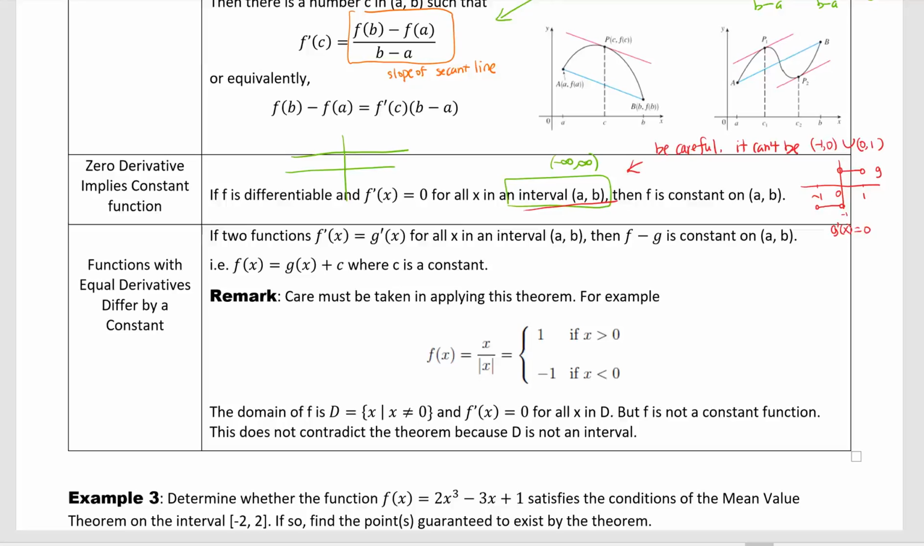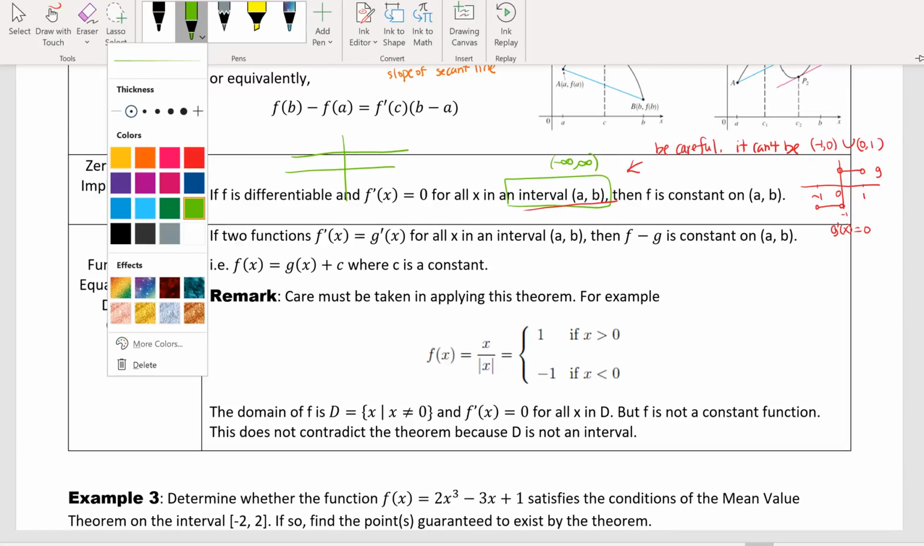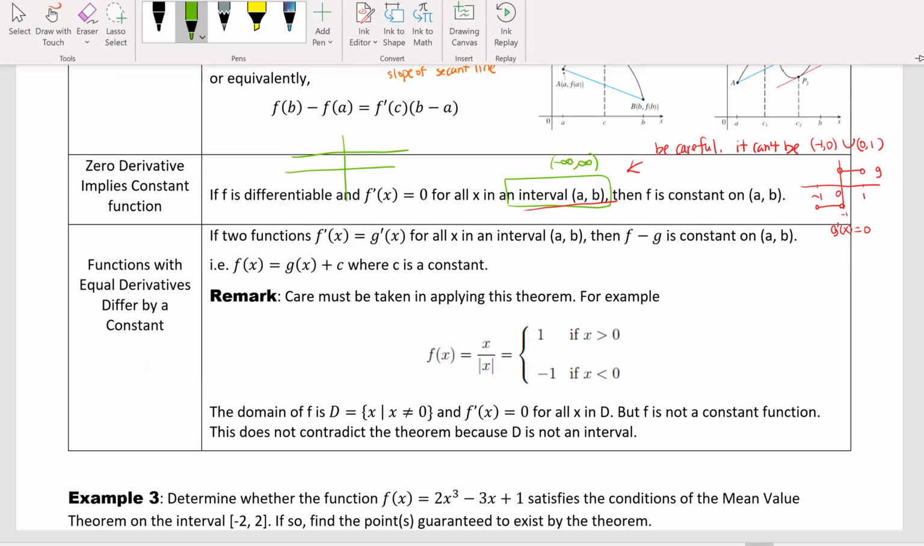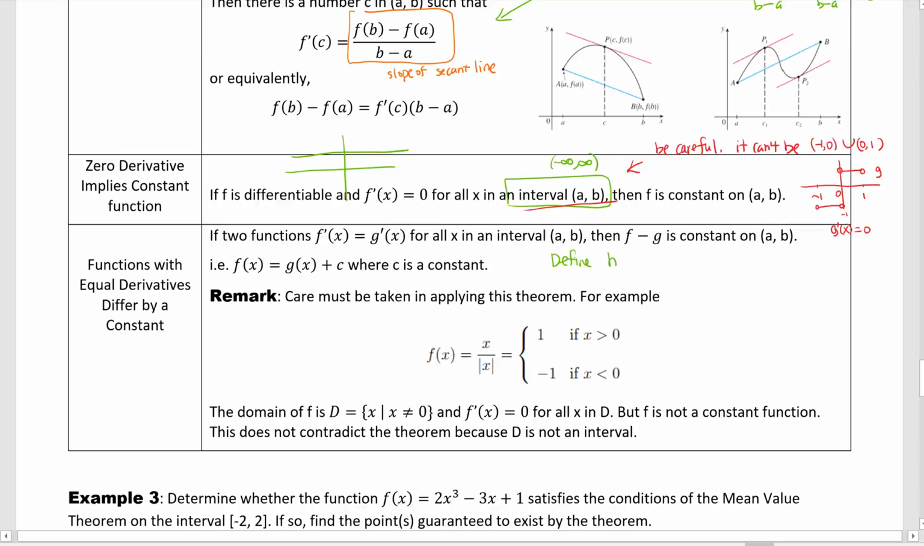Next, functions with equal derivatives differ by constants. If two functions f and g have the same derivative for all x in an interval (a, b), then f minus g is a constant on the interval (a, b). So how do we prove it? You can define a new function h to be f minus g. Then we get h prime is 0 on the whole interval (a, b). So h is a constant function on the interval (a, b). That means f minus g is a constant, so f equals g plus a constant. Care must be taken in applying this theorem.